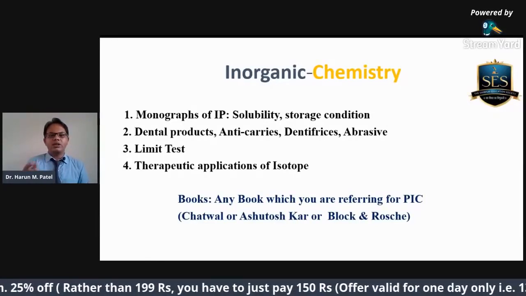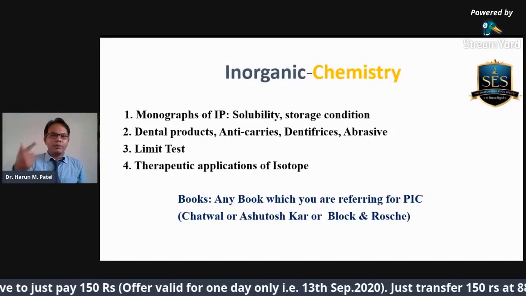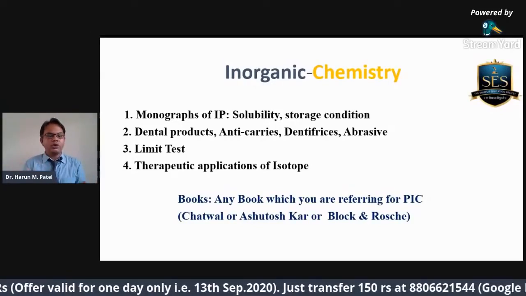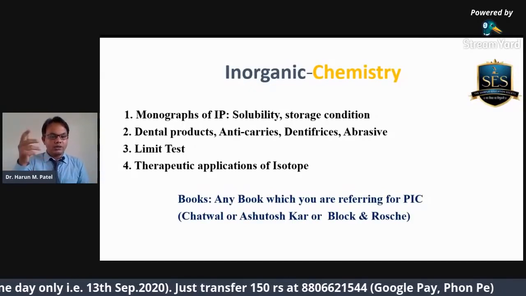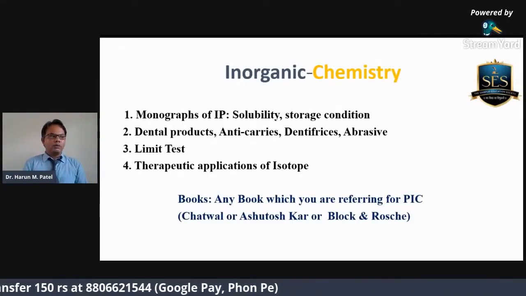For example, in arsenic we are using paper, and there is color development on that paper. So which chemical are you using for the development of that color in the arsenic limit test? In this way you have to remember for the limit test.